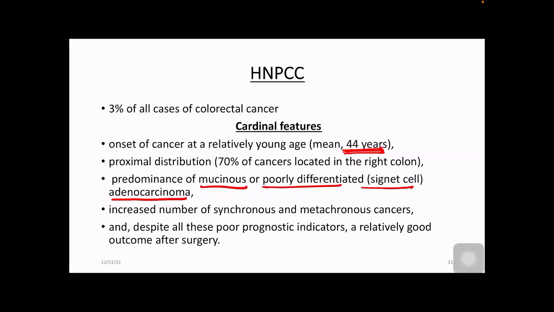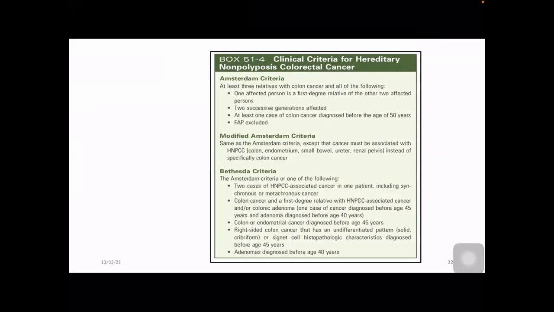Also, there is an increased number of synchronous and metachronous cancers. And despite all these poor prognostic indicators, what are the poor prognostic indicators? All these mucinous, poorly differentiated, signet ring cell, and increased number of synchronous and metachronous cancers, they have a relatively good outcome after surgery. Fine. So how do you diagnose a patient with HNPCC? It's based on clinical criteria.